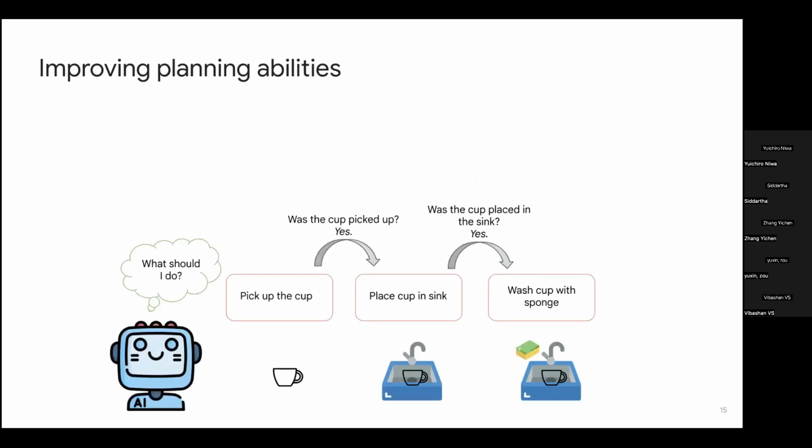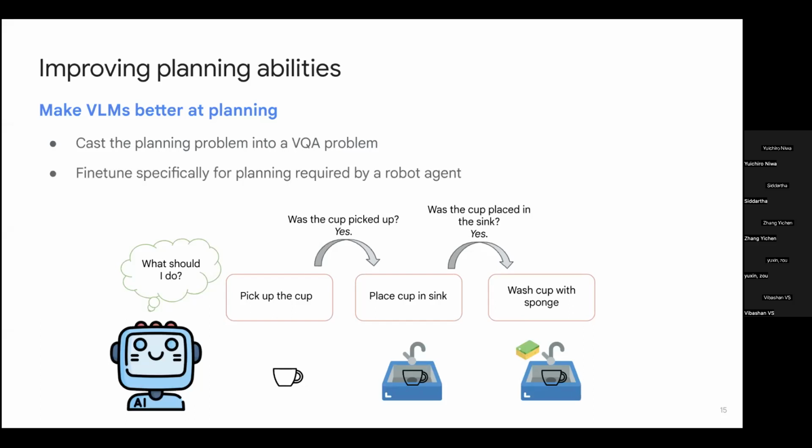So first of all, of course, improving planning abilities, because even that can take us a long way. So make VLMs better at planning. How do we do that? We can cast the planning problem into a VQA problem. So every step of the way we can ask, did this instruction get executed properly? Yes, no. If yes, continue on. If no, replan. Something like this could be used as a reward function, for instance, for RL fine-tuning or some other way of addressing compound errors and error recovery.